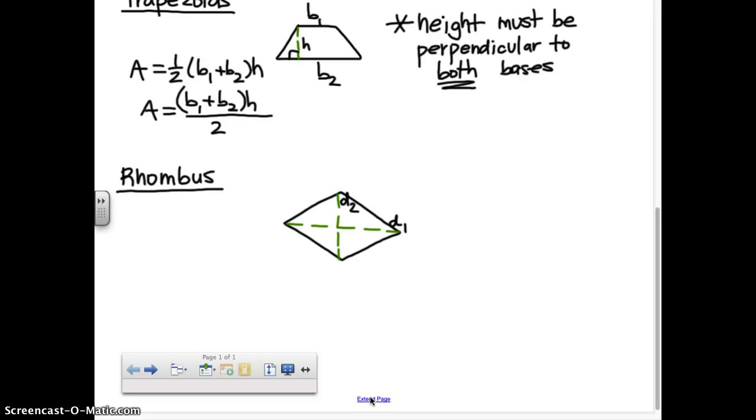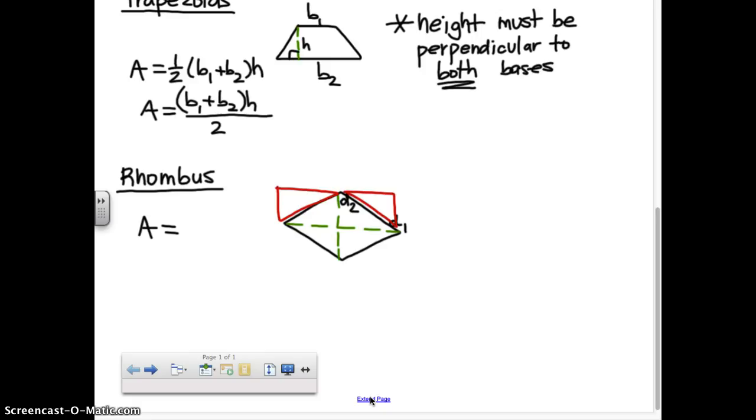Okay. The area of a rhombus is pretty basic. Think about what we talked about with rectangles. Picture yourself taking this piece right here and moving it. Picture yourself taking this piece and moving it. We end up with a rectangle. That rectangle has a base of D1 and a height of 1/2 of D2.